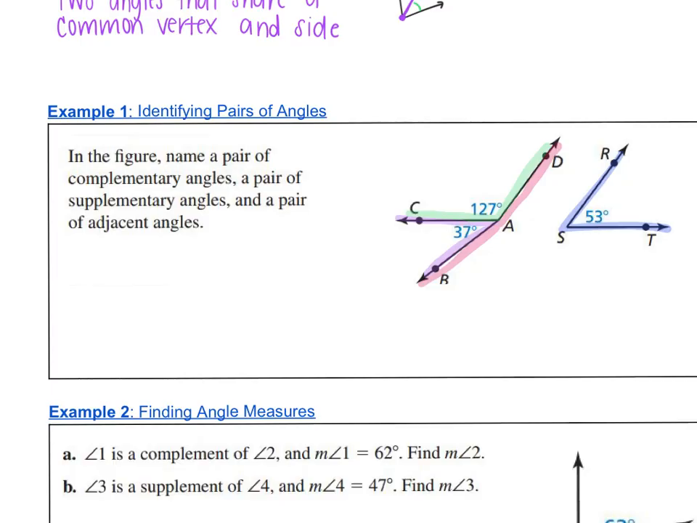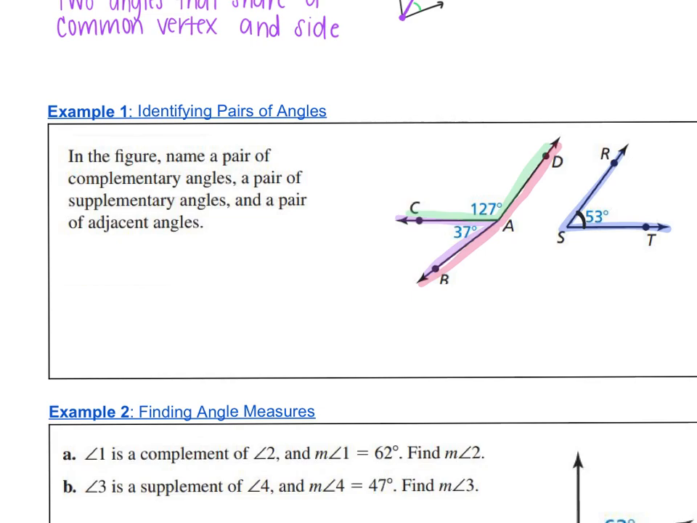We're going to combine these in ways that we can get complementary angles, supplementary angles, and adjacent angles. So let's take a look at this. We have to name things, aside from maybe this angle over here, we could call that angle S. We can't call either of these angles A because A is the vertex to multiple different angles. So it says in the figure, name a pair of complementary angles, a pair of supplementary angles, and a pair of adjacent angles. So let's start with complementary.